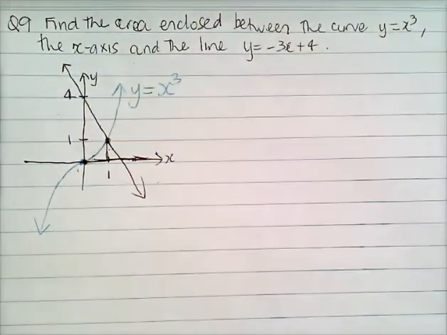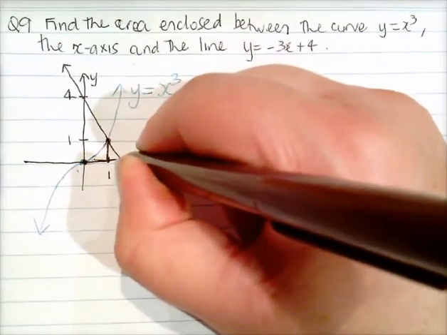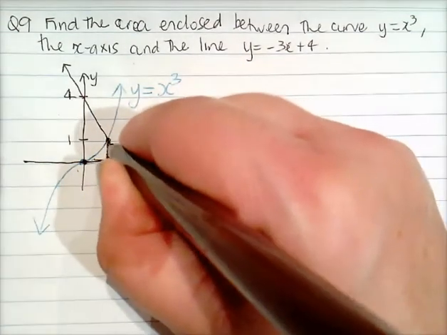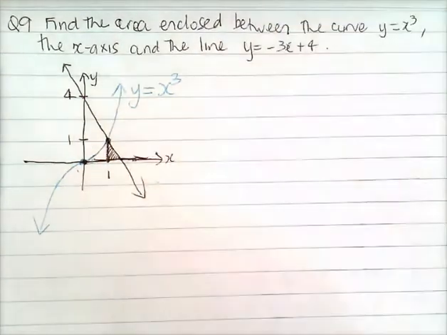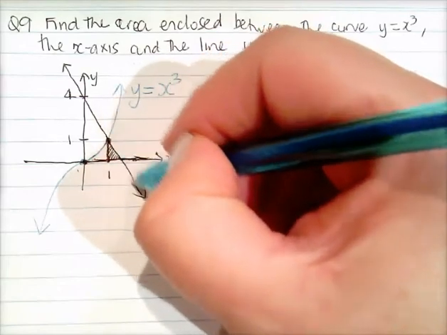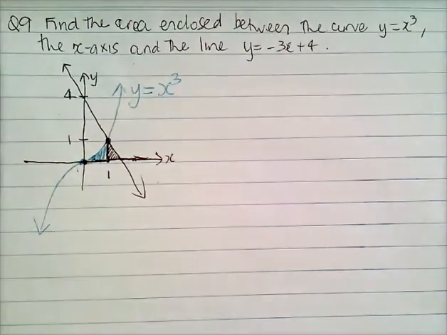Now, I'm just going to put a line down the middle of that area. I'm actually going to have to find out what this value here is as well. So I actually need this area here, and the reason I'm shading that in black is it appears to be below the line. And I also need this area here in blue. Okay? So that gives me the area enclosed between the curve, the x-axis, and the line.